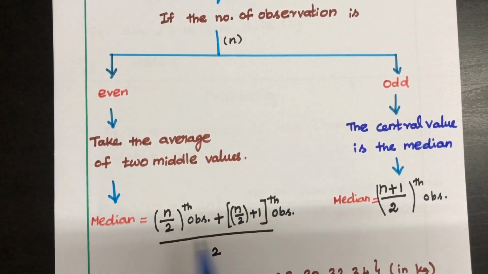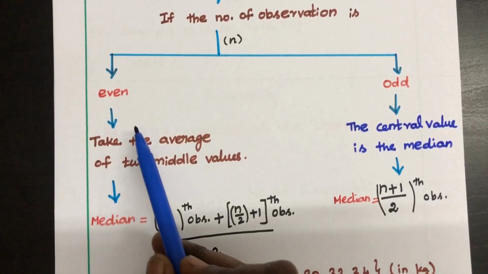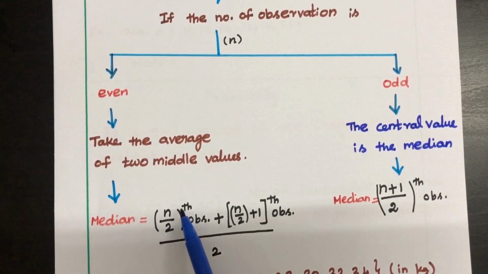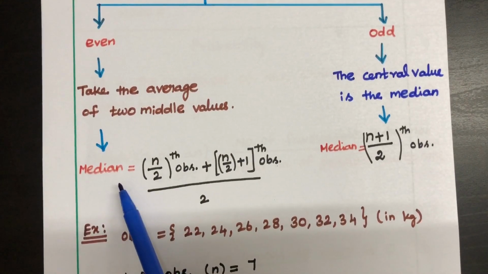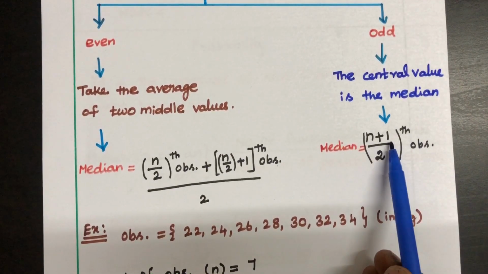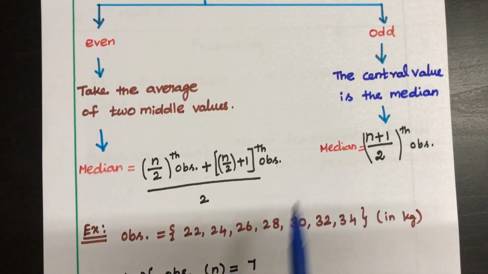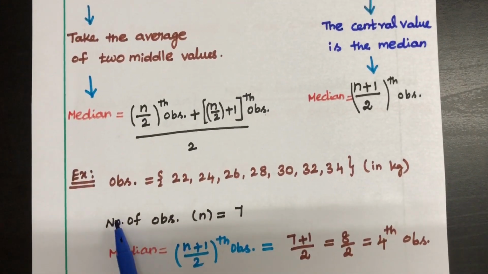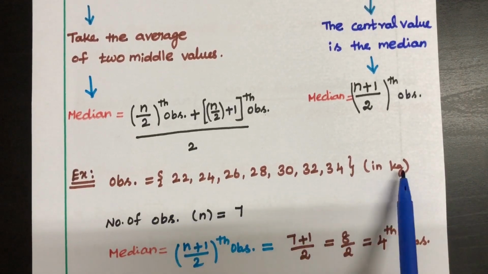So this is the formula. For an even number of observations, the median is the n by 2th observation plus the n by 2 plus 1th observation, divided by 2. If the number of observations is odd, the median is just the n plus 1 divided by 2th observation. See here in this example, observations are given in kgs. All these are observations.